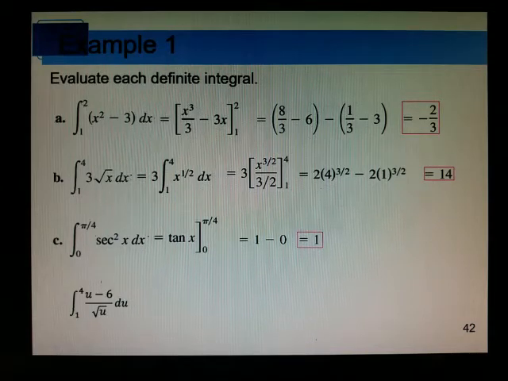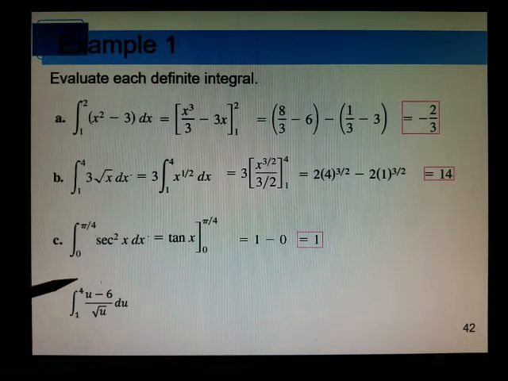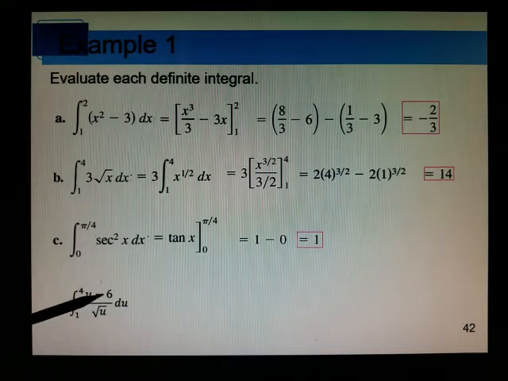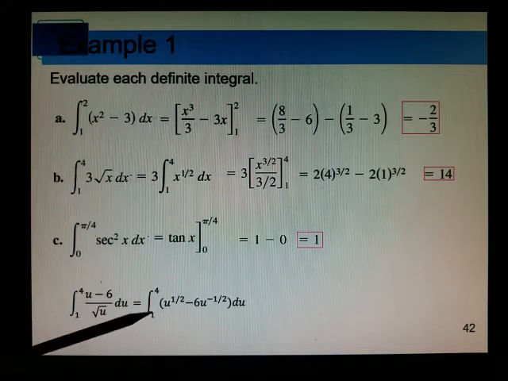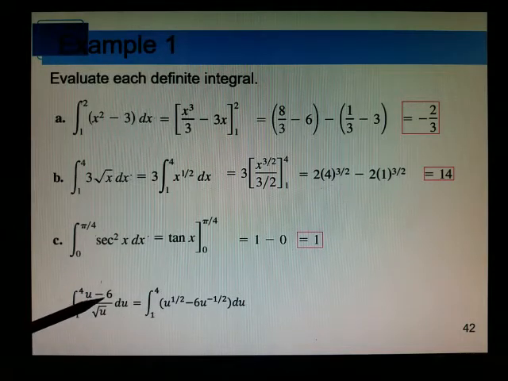So if I have to integrate from 1 to 4 of (u minus 6) over the square root of u, du, you first want to rewrite this. Now remember, this is u to the 1, this is 6, and this is square root of u on bottom, meaning u to the 1/2. So I'm going to take the 1 minus the 1/2 and rewrite that as u to the 1/2. Then I've got negative 6 over that.